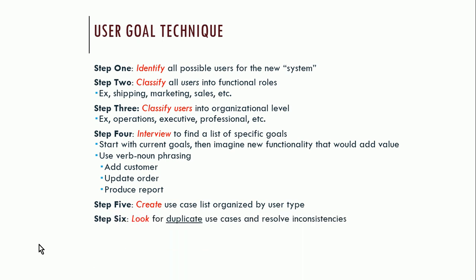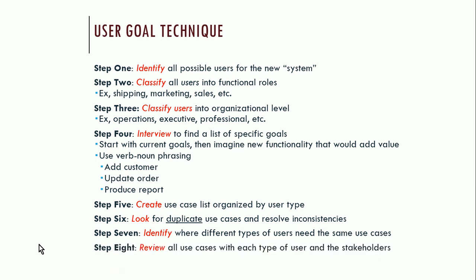And then step number five is we're going to create the use case list organized by user type. We're going to look for any duplicates and resolve any inconsistencies, identify where different types of users need the same use cases, and review all that with the users and the stakeholders. Then we should be able to get our use case diagram. We now have everything that we need to create that diagram because we've identified who the external entities are, what the use cases or functional requirements are, how they connect to those use cases, and what's inside and outside the automation boundary.